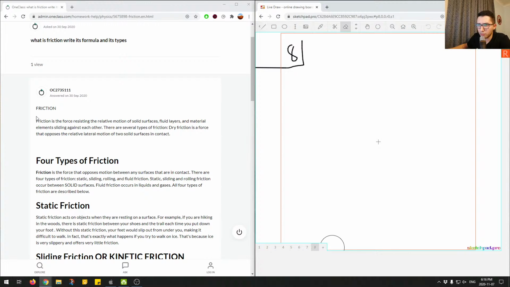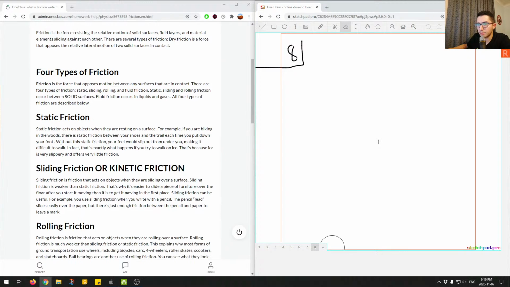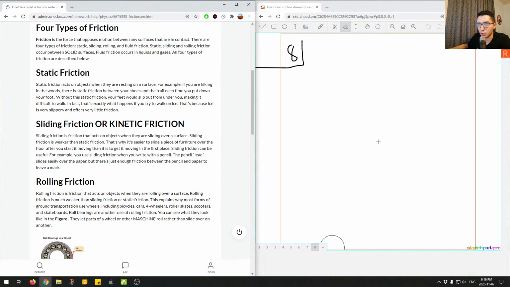So friction is a force resisting the relative motion of solid surfaces, fluid layers, and material elements. So this is kind of just a general idea. There's 4 types, so static friction, sliding friction, or kinetic friction. So I would say this one and this one are the most important ones. So I'll write that over here. So we have static, or the ones that you'll encounter the most, and kinetic.